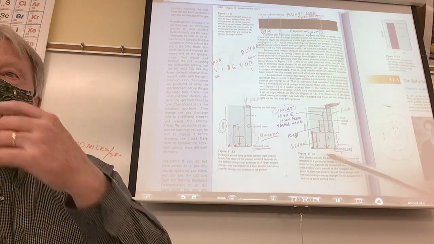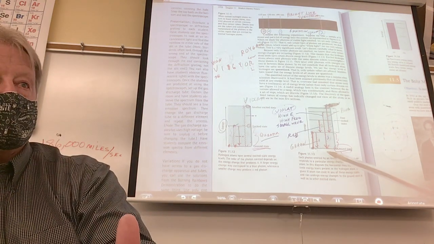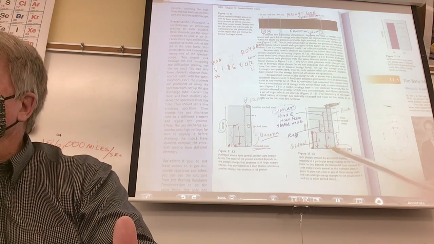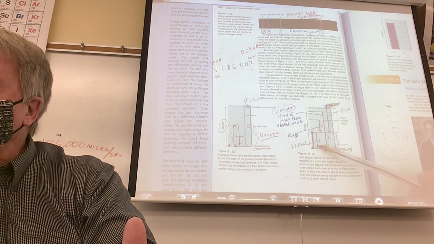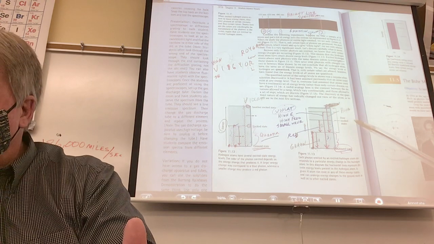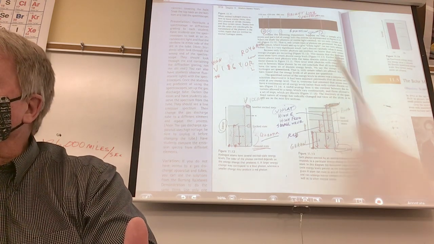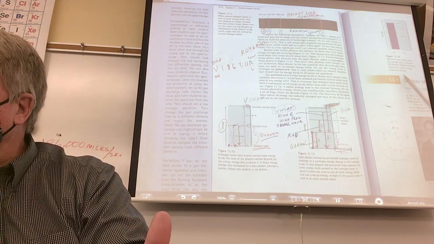Which one represents the smallest jump in energy? Let me ask, I haven't asked you, Isabella. 1, 2, 3, or 4? Yes. So which one of those colors would be the smallest energy?